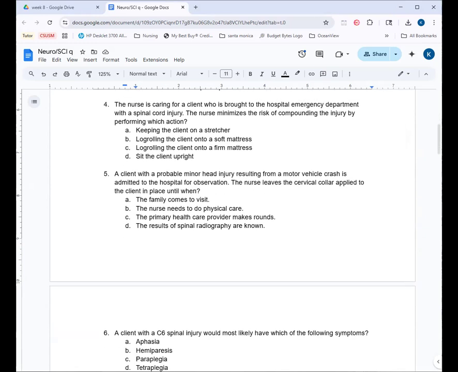All right, so number 4, nurse is caring for a client who is brought to the hospital emergency department with a spinal cord injury. The nurse minimizes the risk of compounding the injury by performing which action? This is a tricky one, I promise.